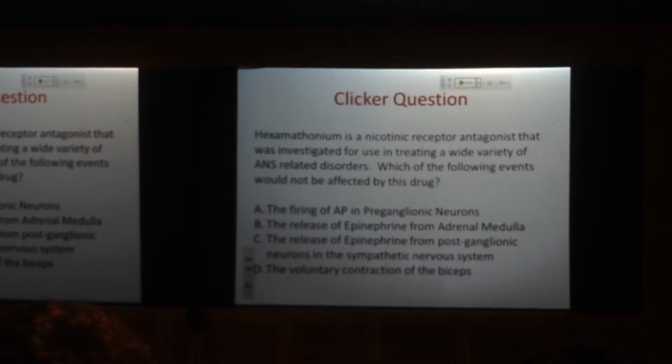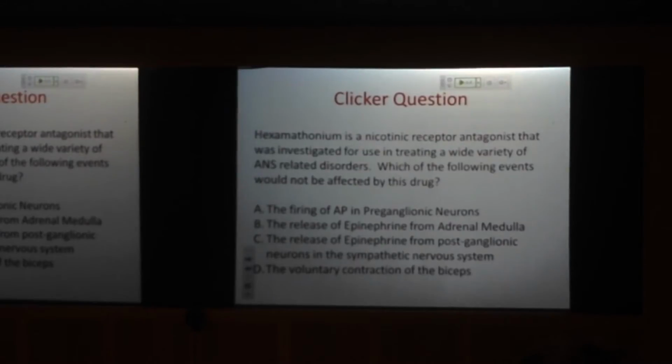Okay, so the release of epinephrine from postganglion neurons in the sympathetic nervous system. I'm sorry, there's a typo here, and I'll give some credit to those people who noticed. We're going to say it's the release of norepinephrine from the postganglionic neurons in the sympathetic nervous system, then answer C is not correct, because yes, it's going to be affected.